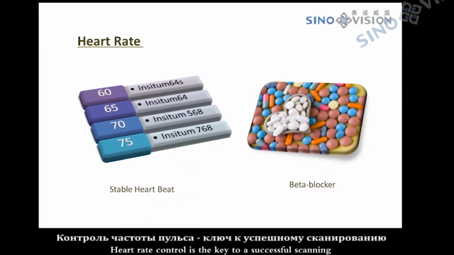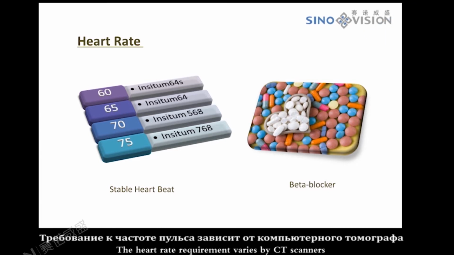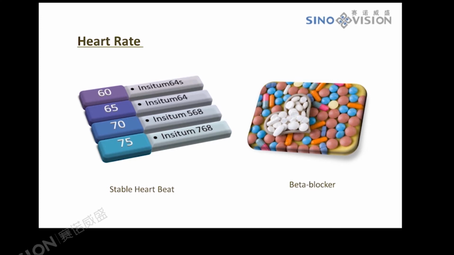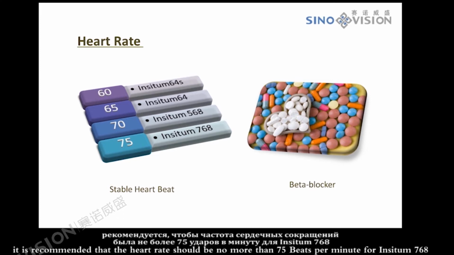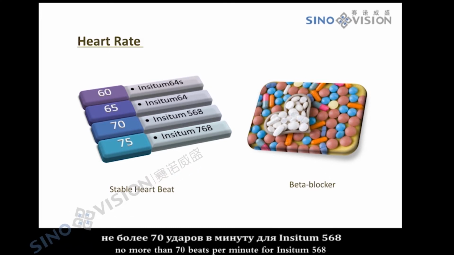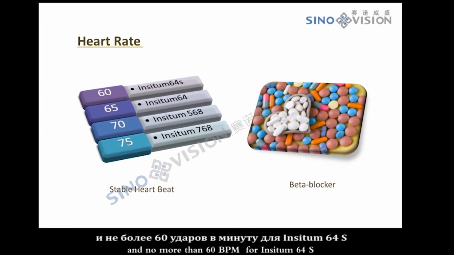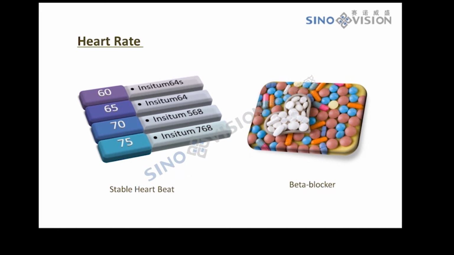Heart rate control is the key to a successful scan. The heart rate requirement varies by CT scanner. In clinical use, it is recommended that the heart rate should be no more than 75 beats per minute for Incidem 768, no more than 70 beats per minute for Incidem 568, no more than 65 BPM for Incidem 64, and no more than 60 BPM for Incidem 64S.